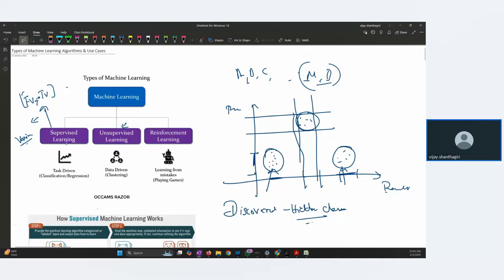This is more of, you already know what you're looking for, target and feature, build the model, predict. But in unsupervised, you take the data and you put it in a cluster, and then you create classes, discover if there are any classes inside this.